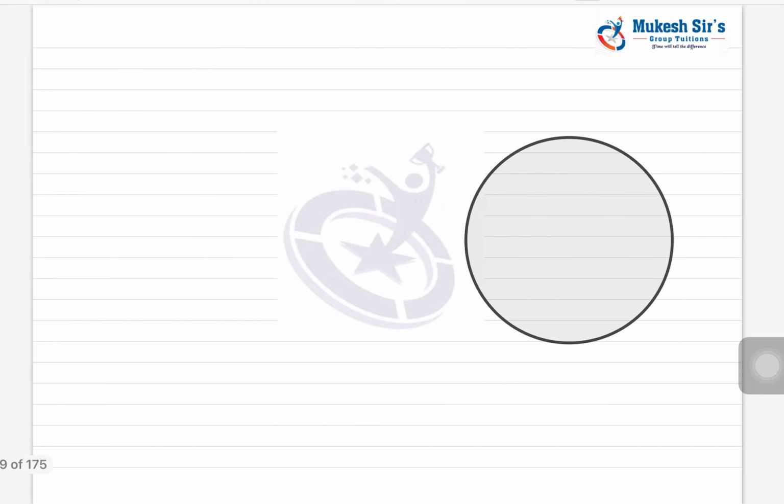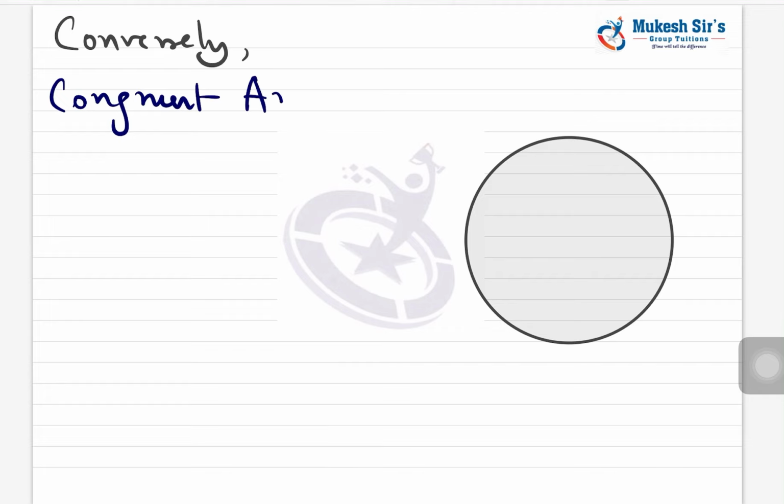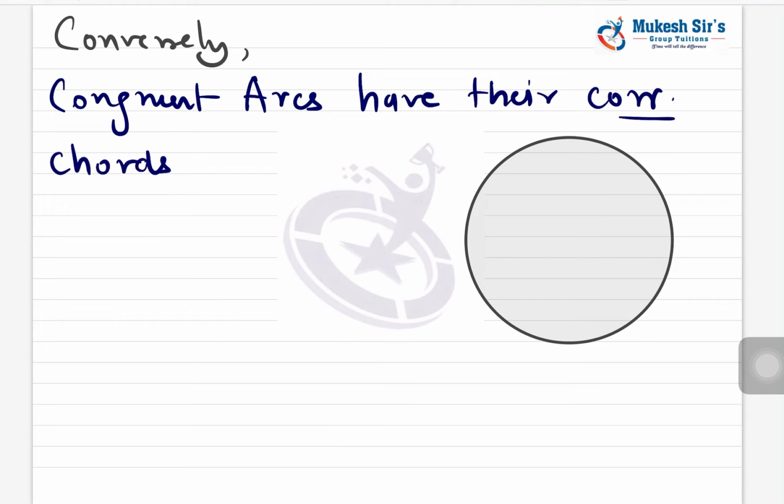एंड इसका उल्टा भी है, इसका कन्वर्स. रिमेंबर द कन्वर्स ऑल्सो. Conversely, congruent arcs have their corresponding chords congruent.